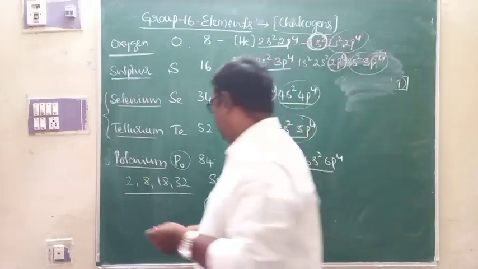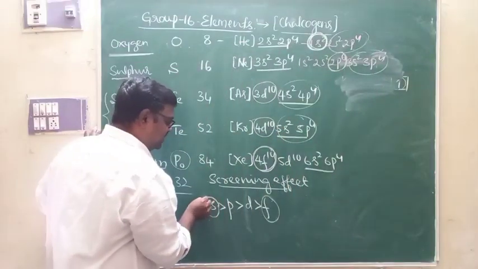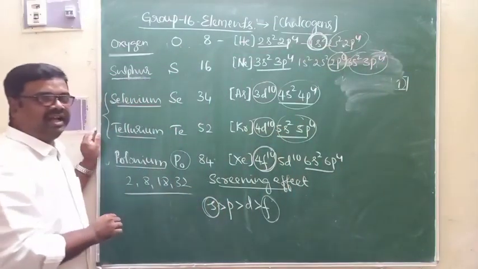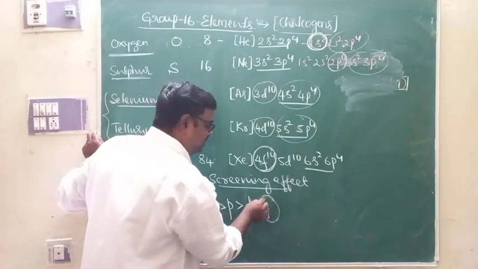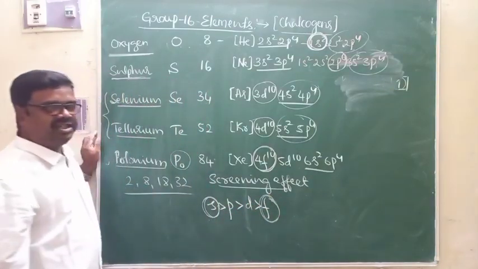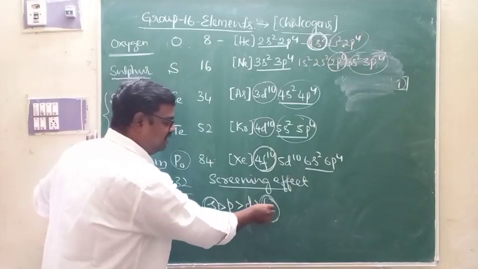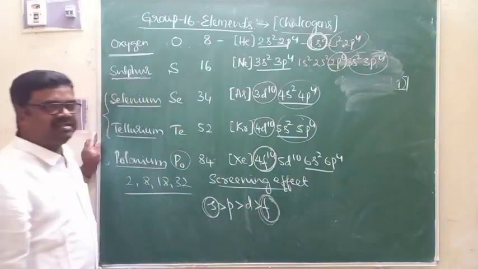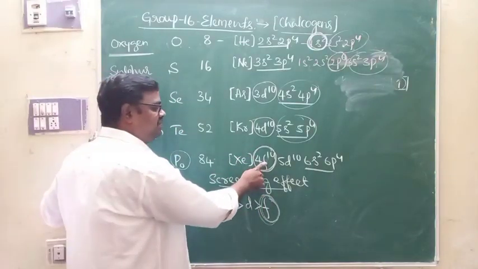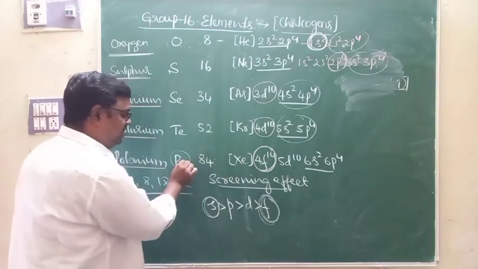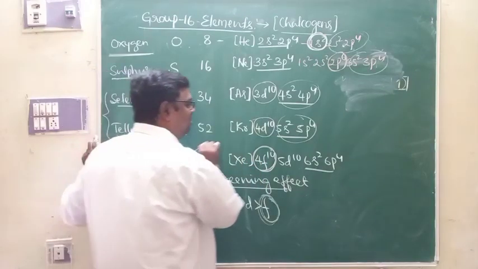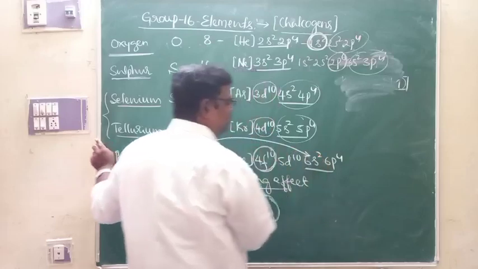And because of that we say that the screening effect of s electrons will be very high, whereas because of the diffused shape of f orbitals, their screening effect will be very, very less. Because of the poor shielding effect caused by f electrons, the nucleus of polonium strongly attracts the outermost electrons.